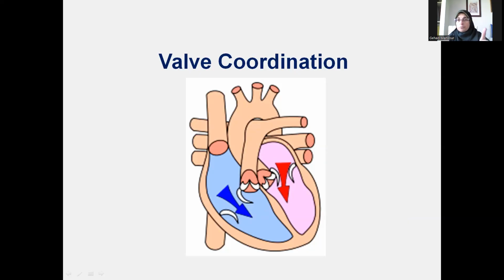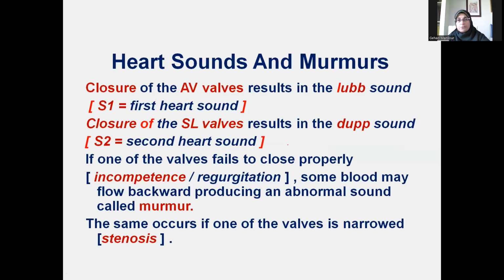This is what we call valve coordination. Valve coordination means that when the semi-lunar valves are open, the AV valves should be closed and vice versa. Of course, it is important to know the source of the first heart sound, which is closure of the atrioventricular valves, and the source of the second heart sound, which is closure of the semi-lunar valves.